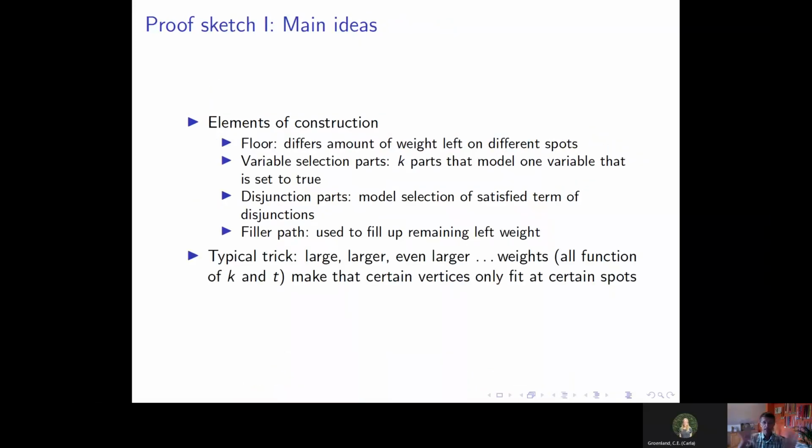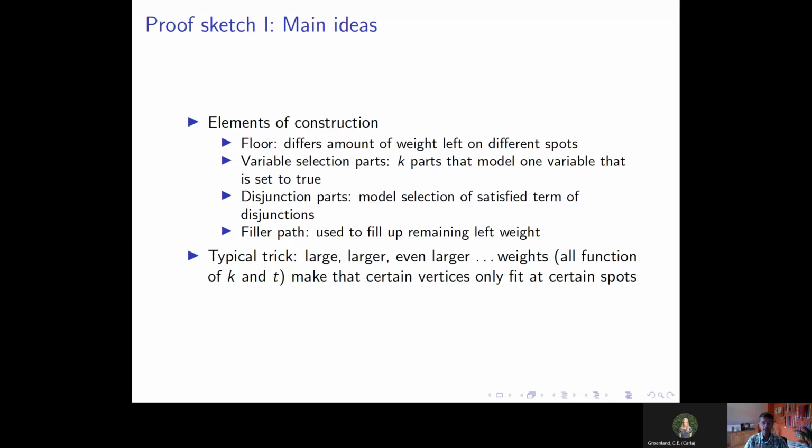So I'll just sketch the main ideas of the proof of the hardness. This proof has a number of elements. Consecutively on my larger path, we have first a number of vertices, which we call the floor, which have different amounts of weights left. They make sure that the amount of weights which are left on different spots differs. Then we have k parts, which model the selection of a variable that is set to true. Then we have a number of parts which model the selection of a satisfied term of a disjunction. And in the end, we have a so-called filler path, which is used to fill up remaining weights left.